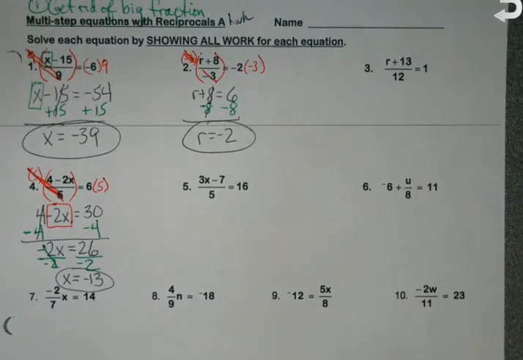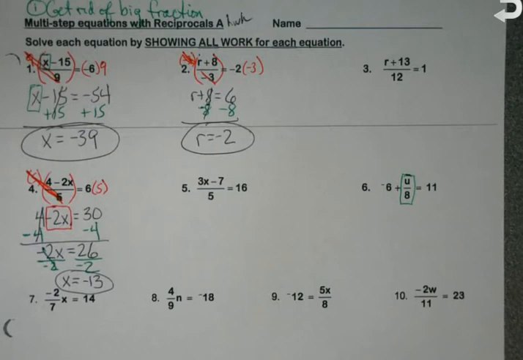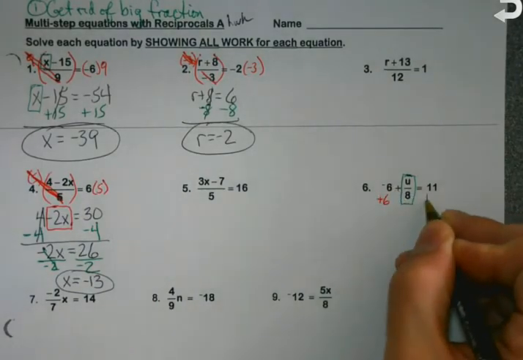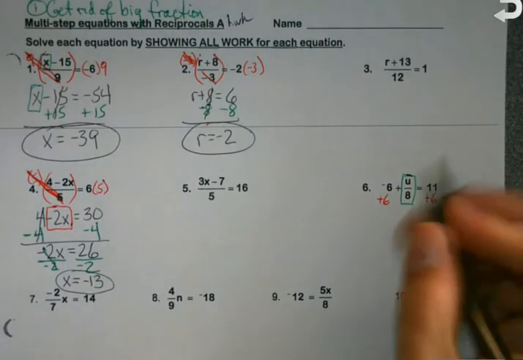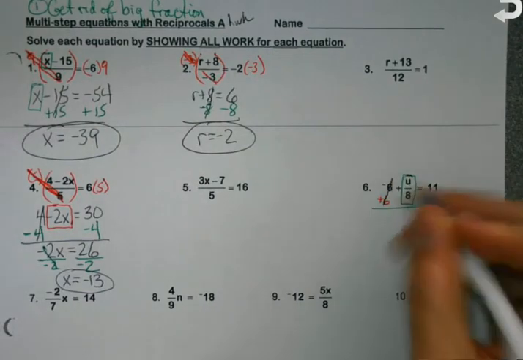So number 6. There's what I'm trying to get by itself. How do I get that negative 6 out of there? Add 6. Because you'll notice this time I see that plus in there. So that means we're playing the add and subtract game. So those cancel.